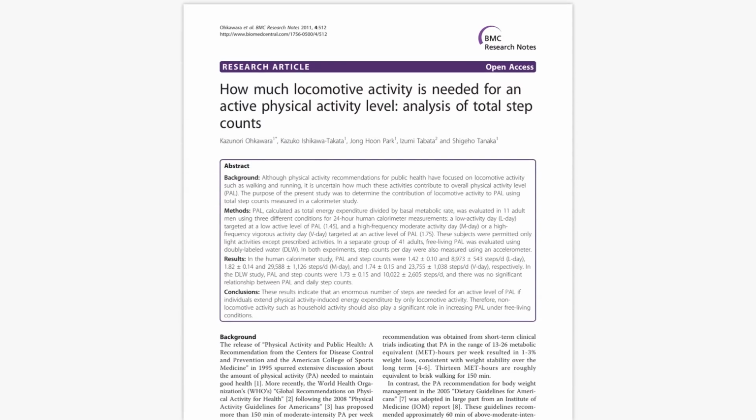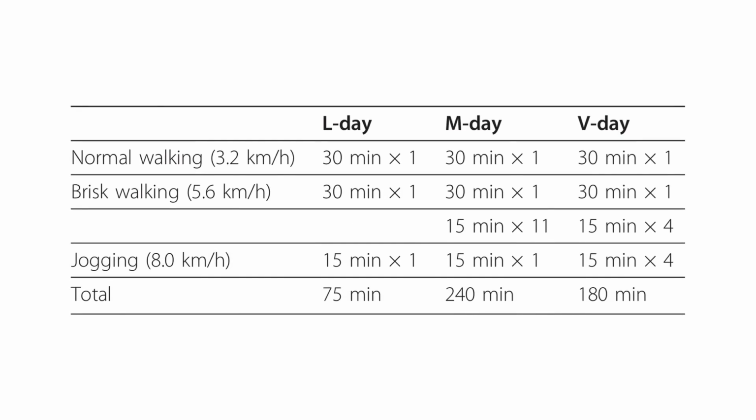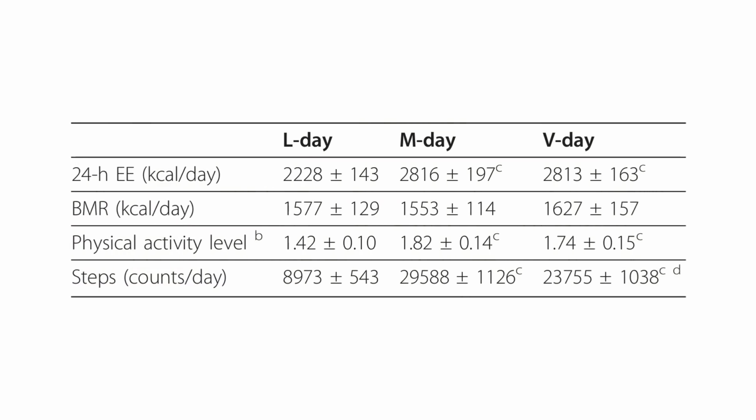For example, this study compared the effects of different physical activity levels on energy expenditure. 11 adult men underwent 3 different exercise routines on different days. In one protocol, less activity was performed. In the second protocol, more activity was performed. And in the third protocol, less total activity was performed than the previous group, but there was more high-intensity exercise. Total step counts for each of these days were around 9,000, 30,000, and 24,000 in each group respectively.